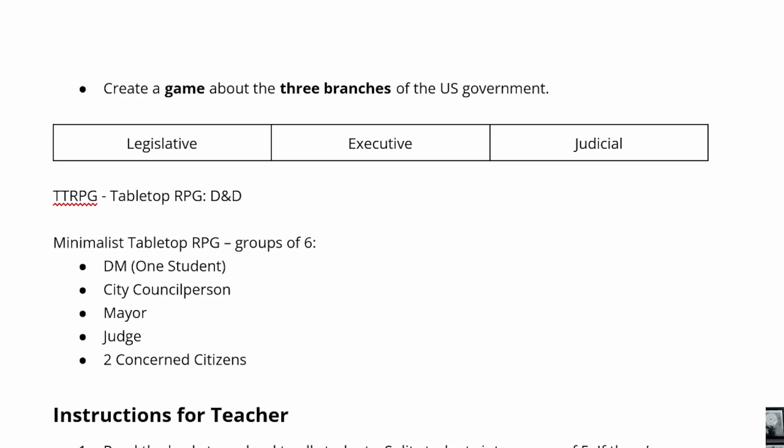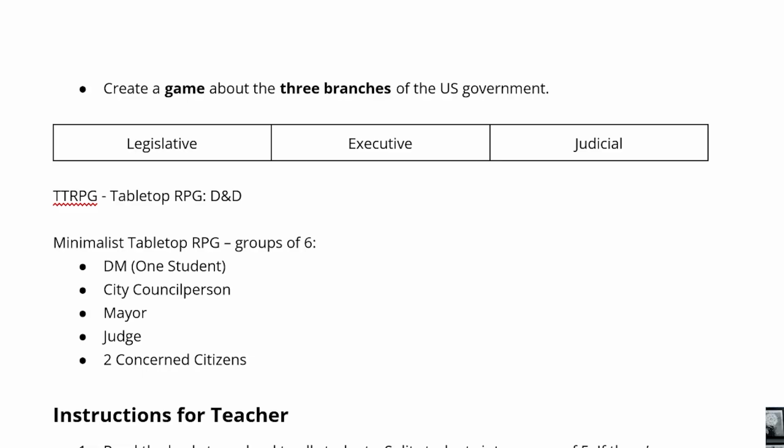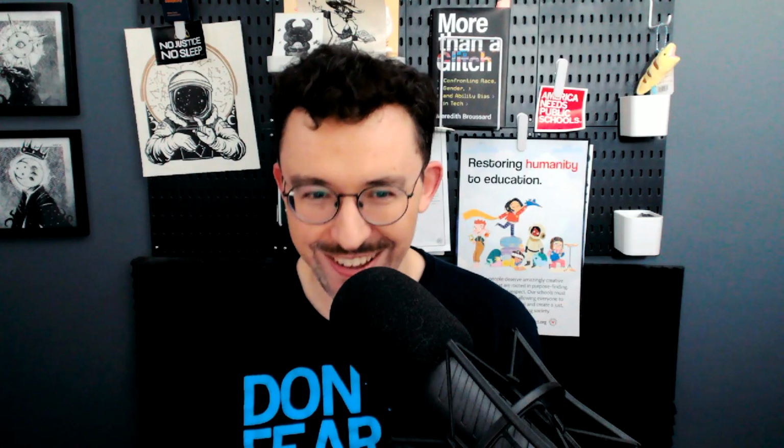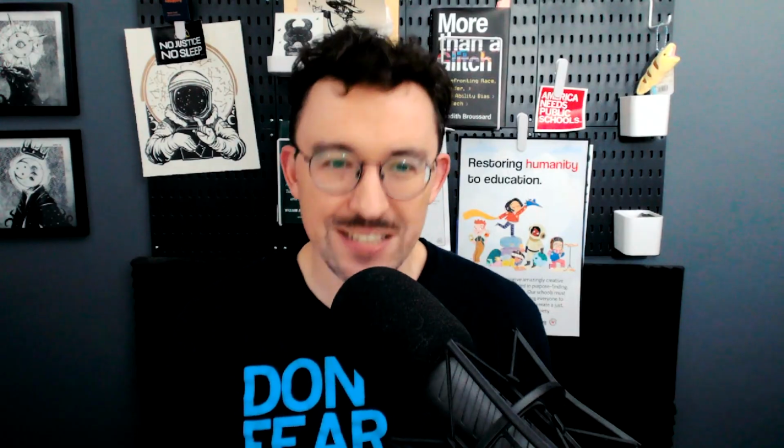I already had made a game in the past where kids are presented with a stack of cards, so simple, like cards that are legislative, executive, judicial, and you sort them and confirm them. It's very basic, like key terms. I attempted to make a tabletop RPG. This is ostensibly a very minimalist Dungeons and Dragons game.